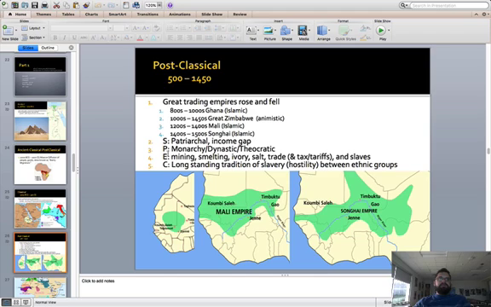And then economically speaking, mainly into mining, smelting, ivory, salt. Like I said, the gold and salt was really the most important part of it. And then, of course, tariffs and taxes because goods are going in and out and going through these empires. So they're going to put tolls on them.